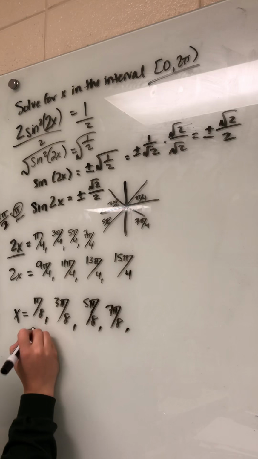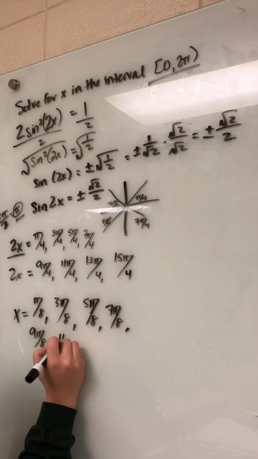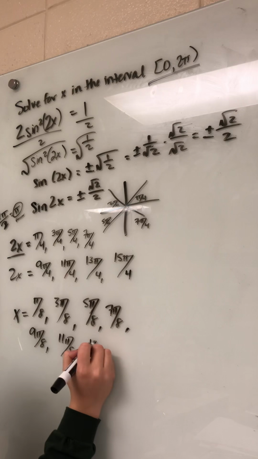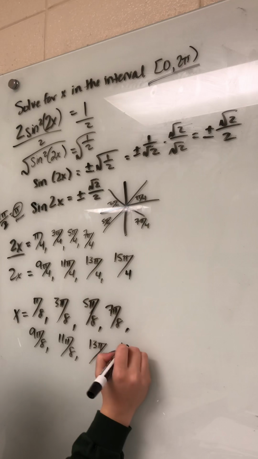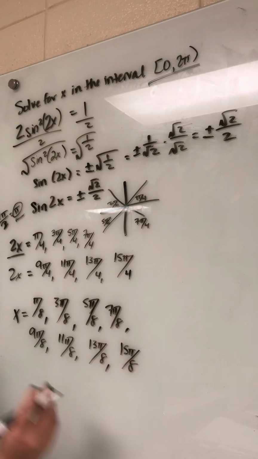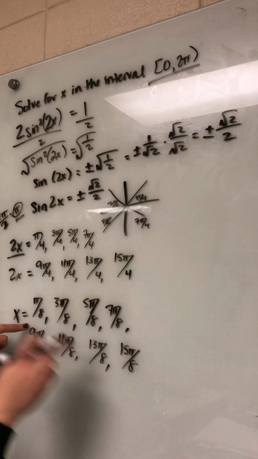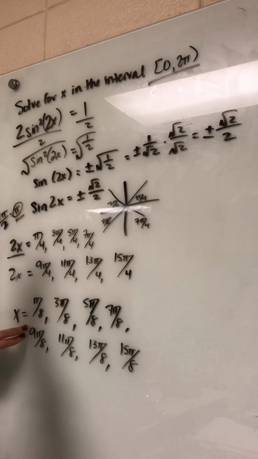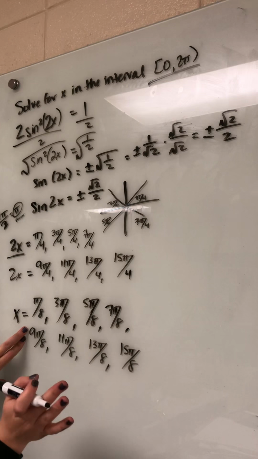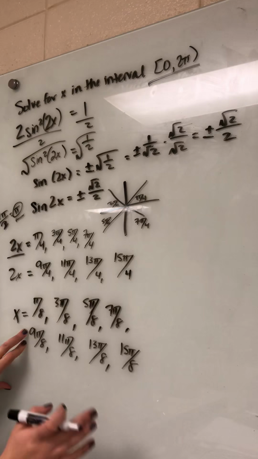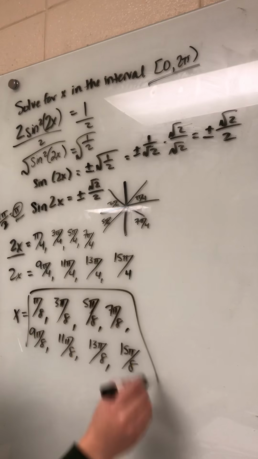Okay, and then it goes to 9 pi over 8, 11 pi over 8, 13 pi over 8, and 15 pi over 8. So that includes all possible values in this original function that will yield that square root 2 over 2, positive or negative, in your original function.